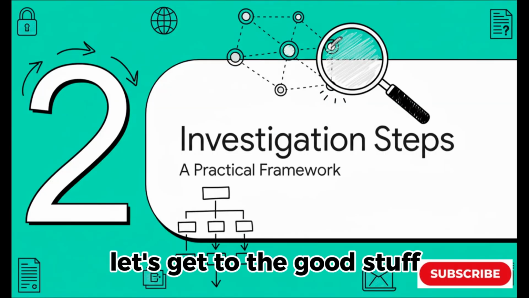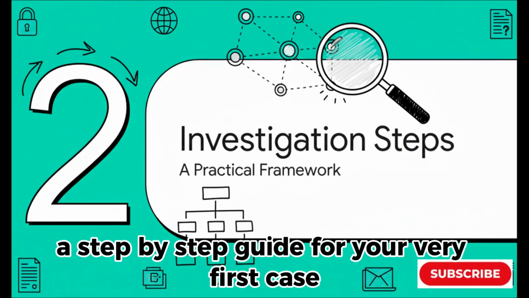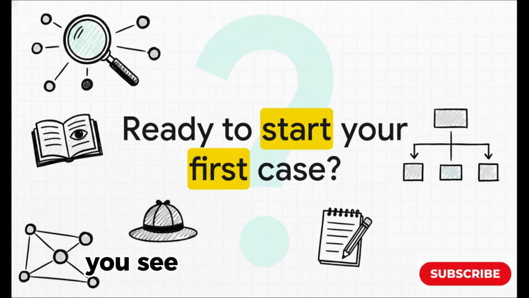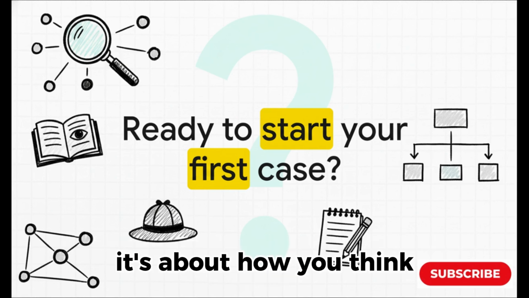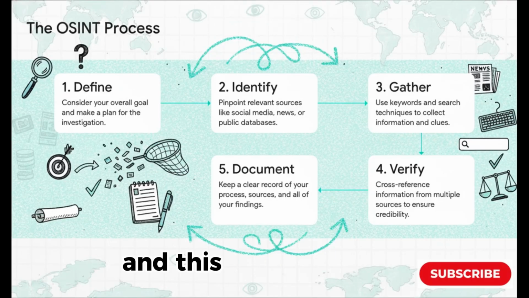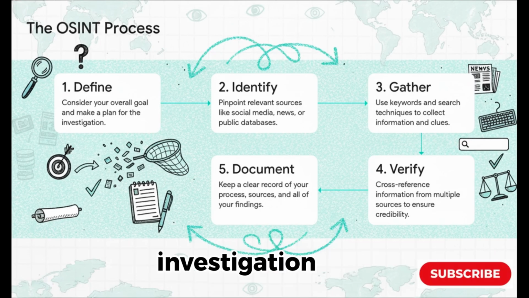So now we know what it is. Let's get to the good stuff. How do you actually do it? This next part is your roadmap, a step-by-step guide for your very first case. Think of this like we're opening your first case file. You see, the real key to OSINT isn't just having a bunch of fancy tools. It's about how you think. It all boils down to a clear, structured process. And this is that process. This is the playbook for pretty much any digital investigation.